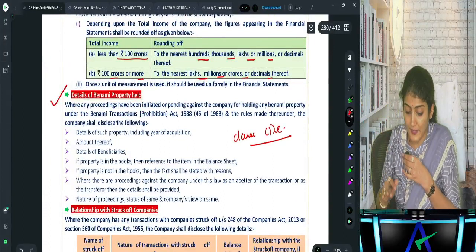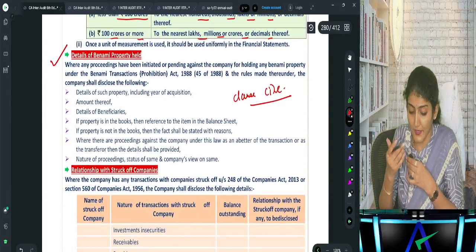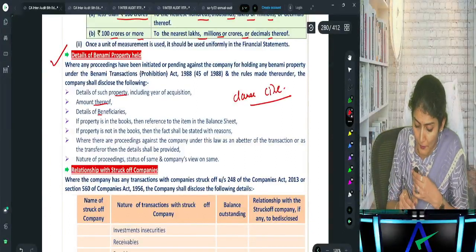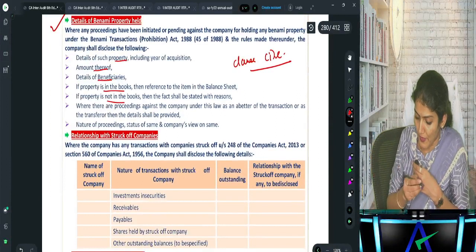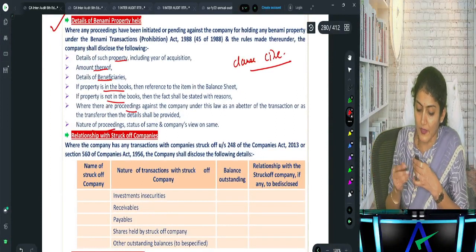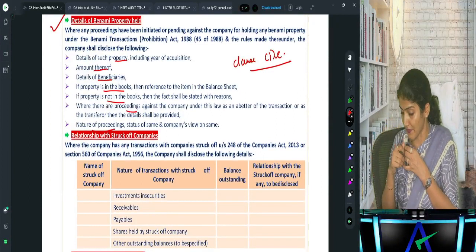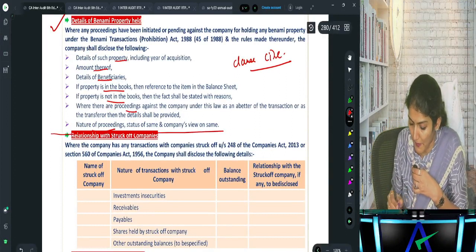So the details of the Benami property held: the details of the property, amount, the details of the beneficiary, if property is in the books or it is not in the books, and the details of the proceedings and the nature of the proceedings. So that's the details of the Benami property.